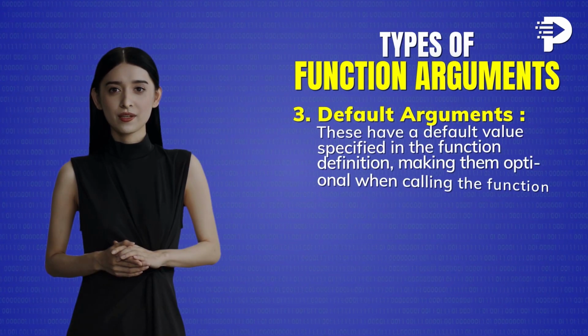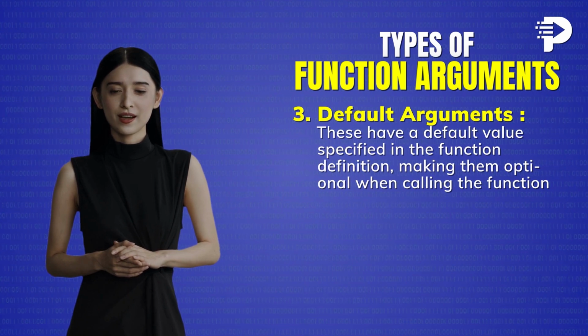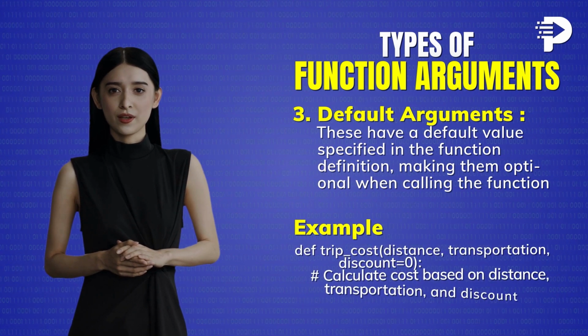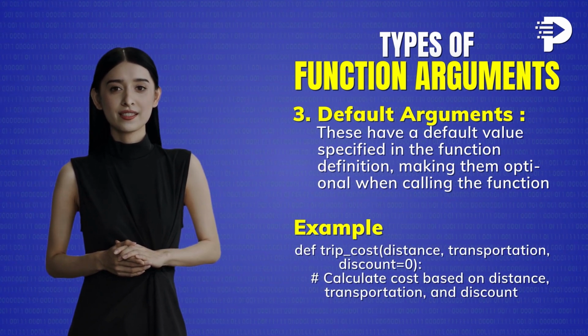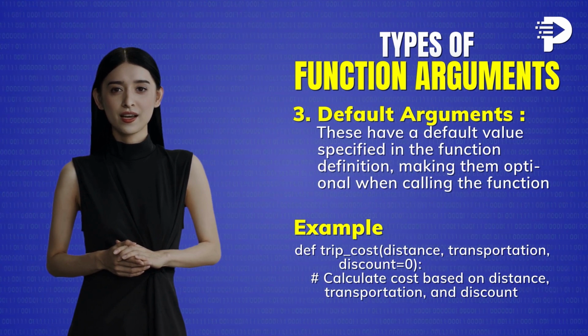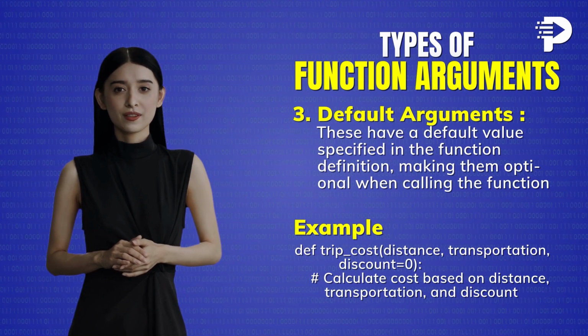Third, default arguments. These have default values specified in the function definition, making them optional when calling the function. For example, trip cost with distance, transportation, and discount, with a default value of 0. This function will calculate the cost of the trip even when the discount value is not specified.